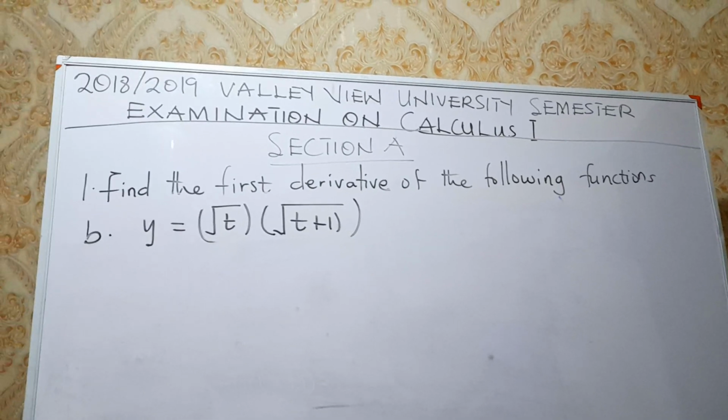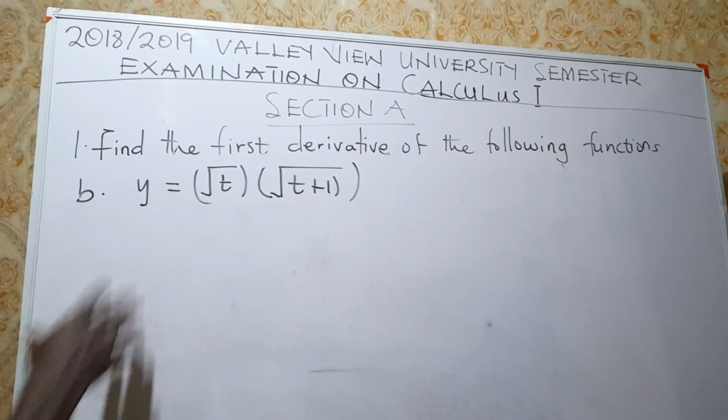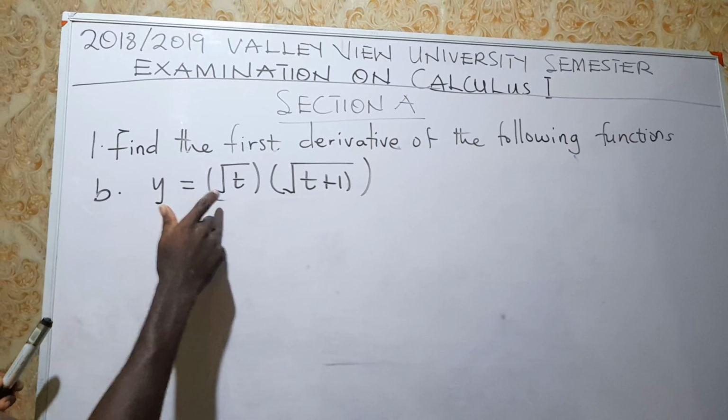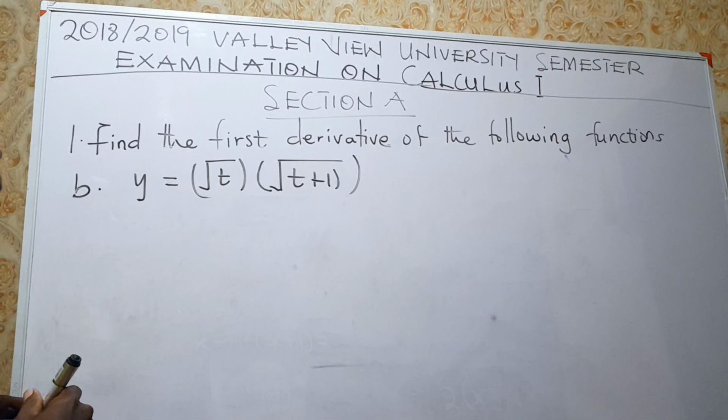So the first aspect of question 1 was actually 10 marks. That shows how long it is. This is the second one. We should find the first derivative of this function: y equals the square root of t, then another bracket, the square root of t plus 1.